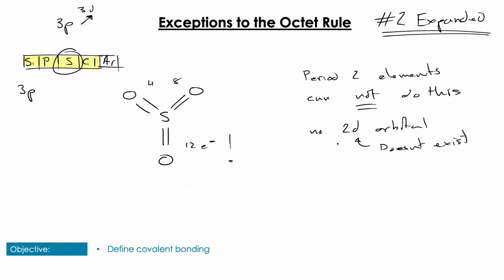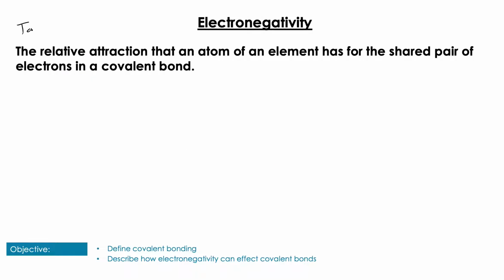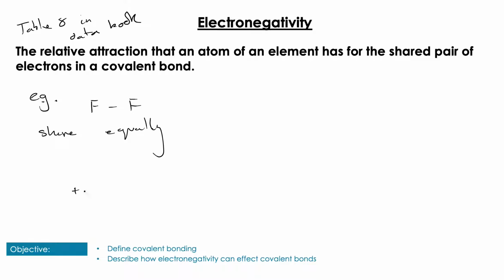So what we end up with then is something a little bit more like the octet rule of thumb than a rule. Now, this sharing can sometimes be completely equal between 2 elements. However, electronegativity, that's the relative attraction of an atom of an element to a shared pair of electrons, dictates how much the electrons lie towards one nuclei or the other. You can look at these values at Table 8 in the data booklet.